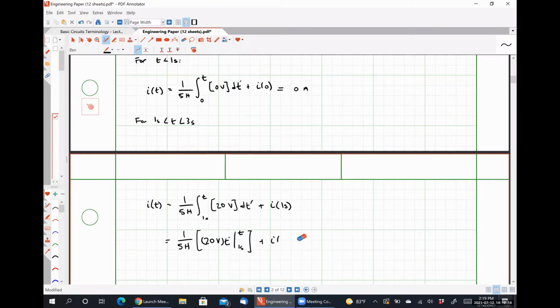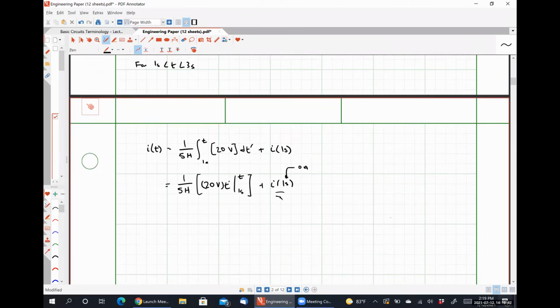So I want to be clear here. This I at 1 second part is this answer right here. We know that over the time interval from 0 seconds to 1 second, our current has a constant value of 0 amps. So this guy right here is 0 amps. So what we have left here, 20 volts over 5 henries, is going to look like 4 amps per second.